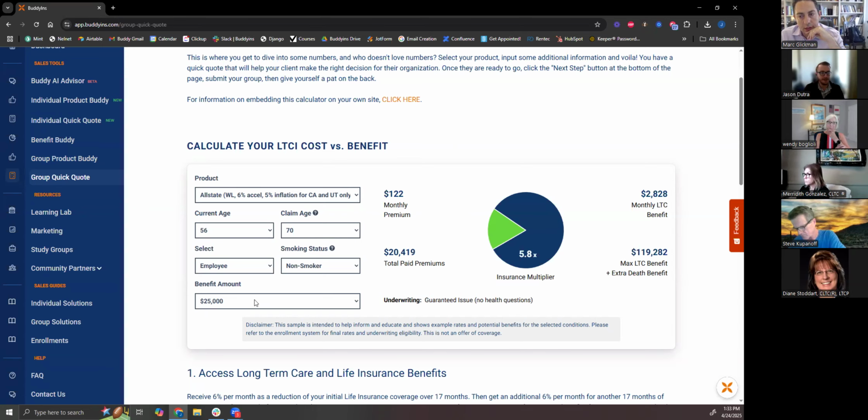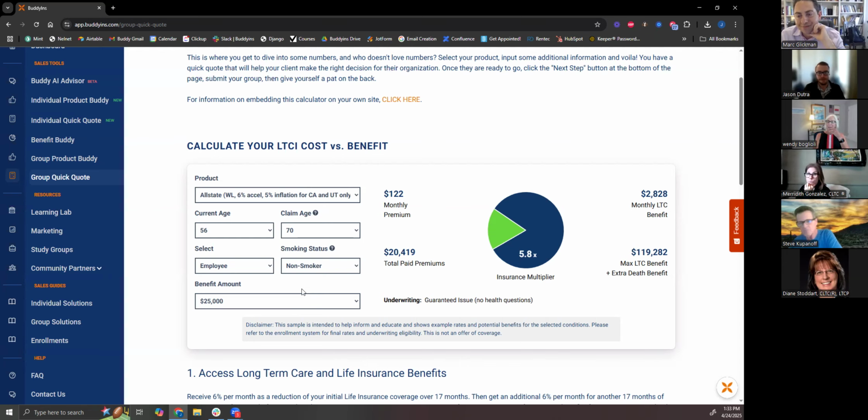Just a tip here, if we're looking at, say, a 25,000 benefit amount, we came up with about $500 a month for this group at the 25,000 level. If we just double the benefit amount, we can just double the premium cost. So it'd be about $1,000 a month to fund everybody at the 50,000 level because the pricing is almost completely linear.